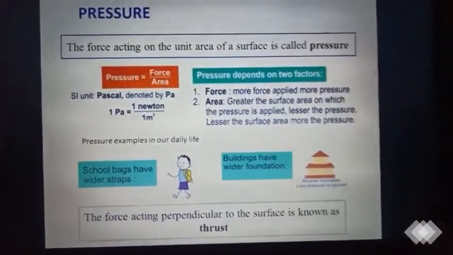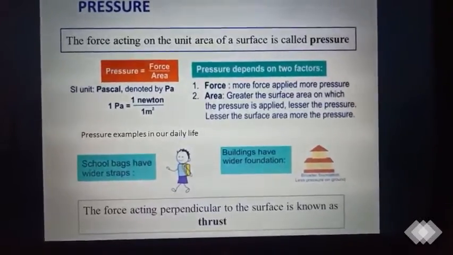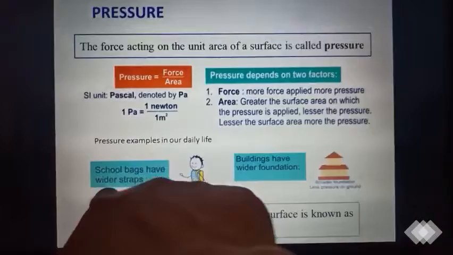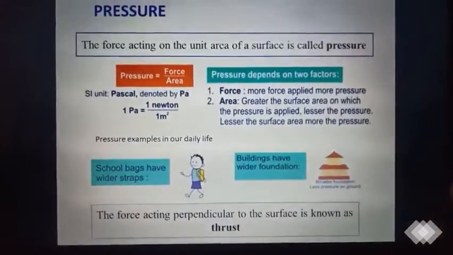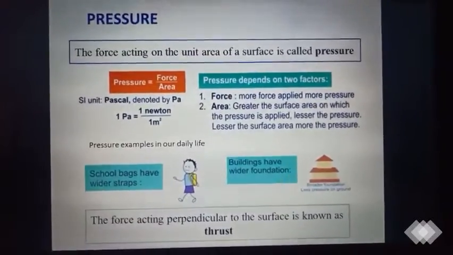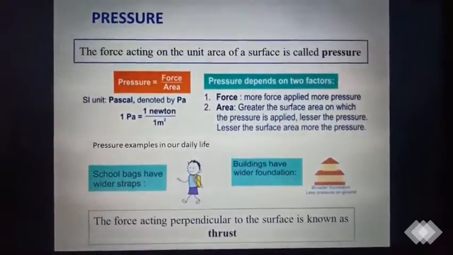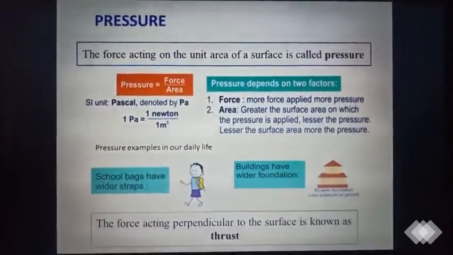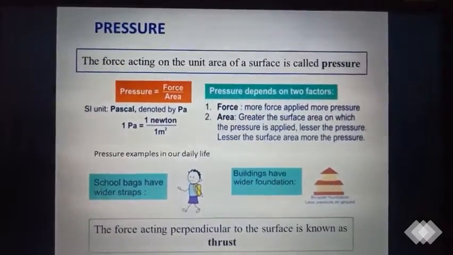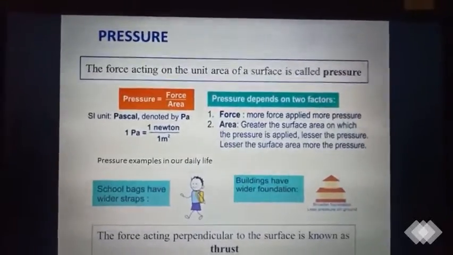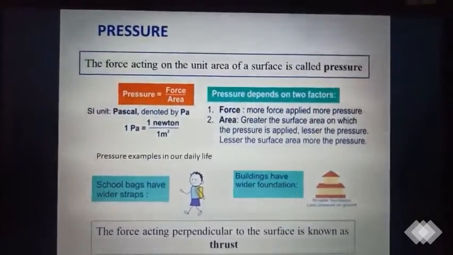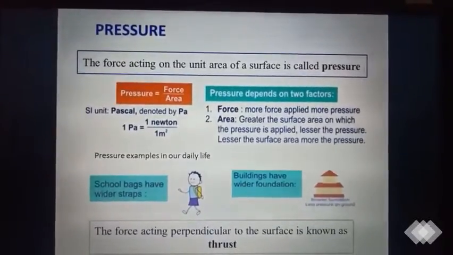Okay. Now pressure examples in our daily life. The first one is that school bags have a wider strap. You know very well that school bags have a wider strap because when you carry a load, what will happen if you have a thin strap? First, the strap will break easily. The second thing is that you will feel the weight more. The pressure will be more on your shoulder. In order to reduce the pressure, you have a wider strap in your school bag.